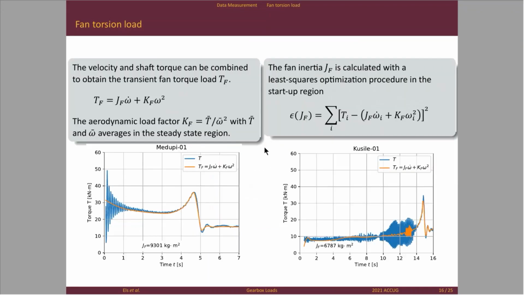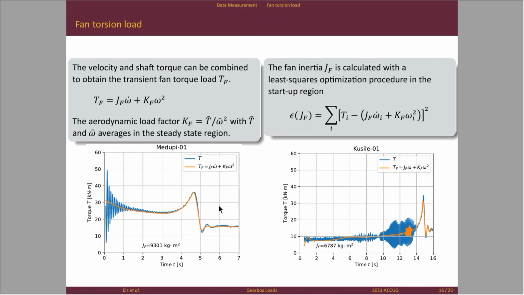If we look at the torsion load of the fan itself, so if you assume that the aerodynamic load is some constant times the square of the speed, and the inertia of the fan, then you can calculate, and this was done with an optimization algorithm, what the fan will see, and that is that equation of the fan torque itself, which is just the inertia and the aerodynamic load. You can find that, and that gives you this orange line.